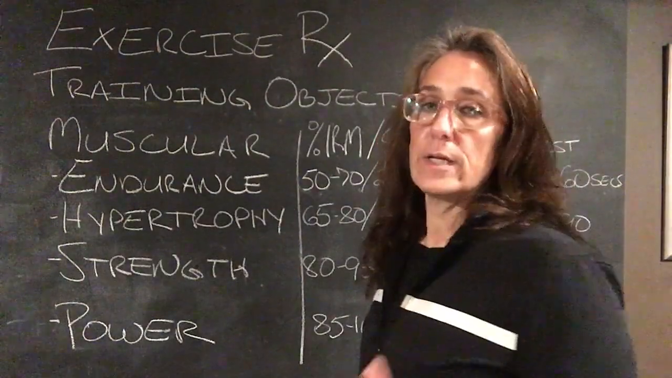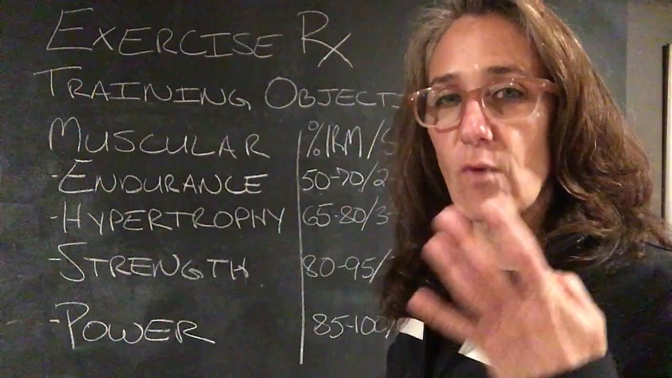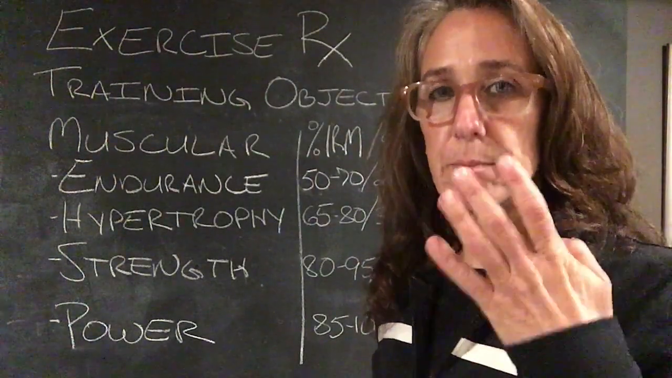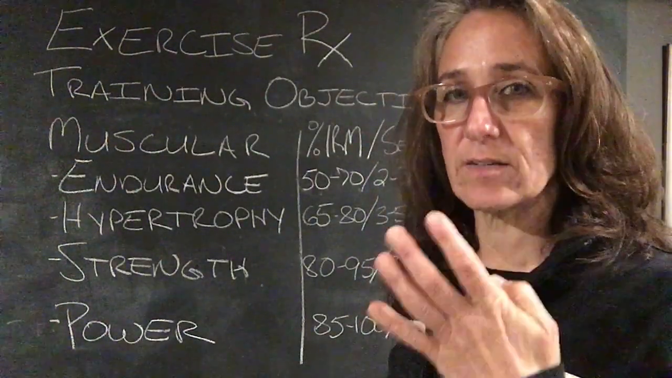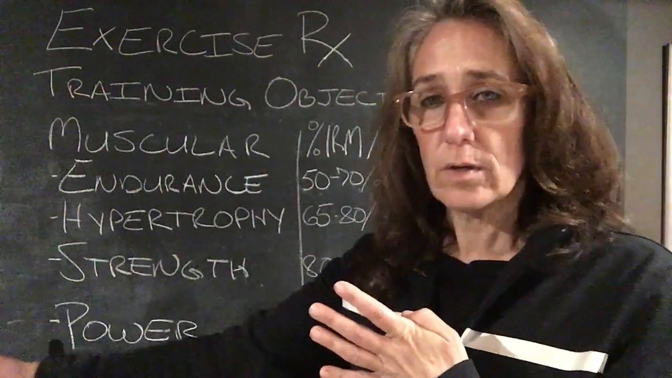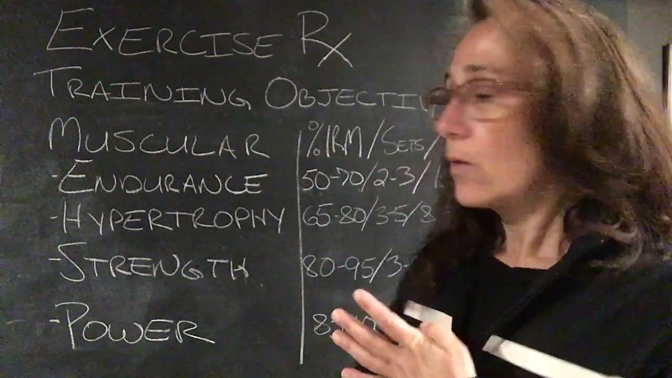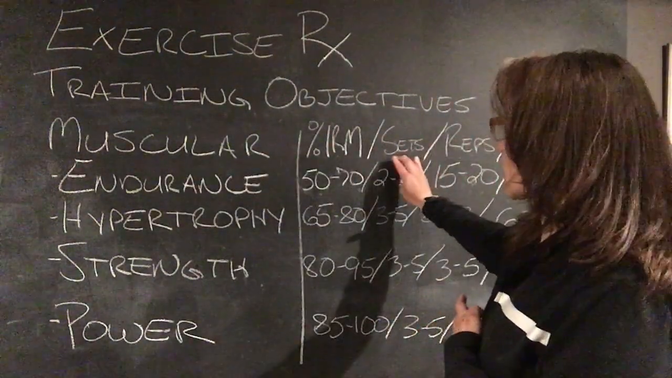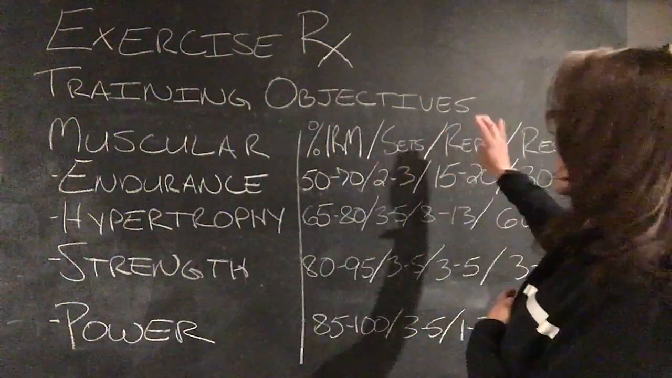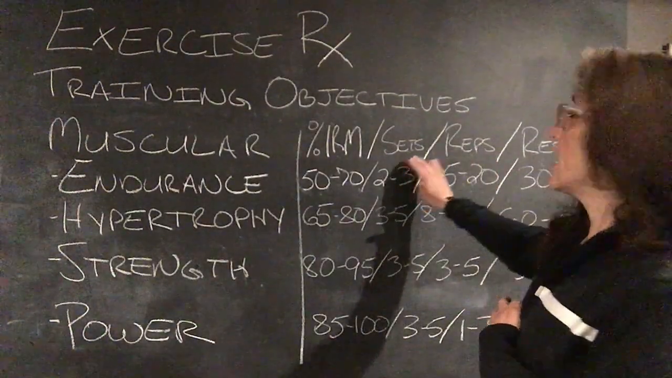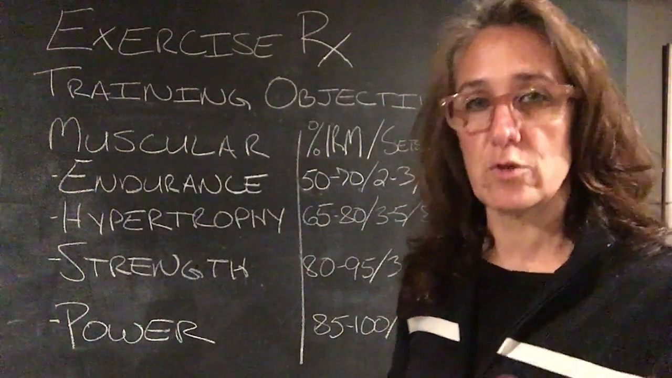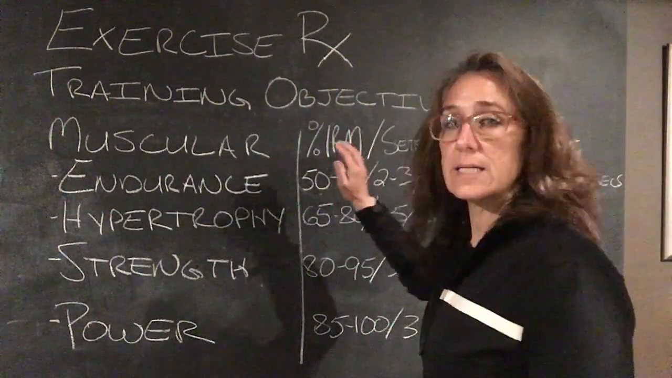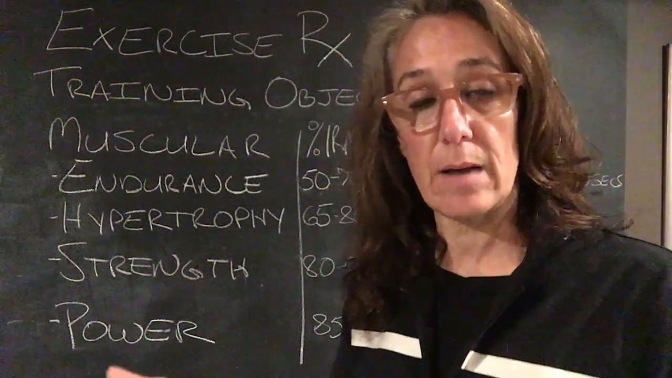Regardless of what your training objective is, we know that we need 4 pieces of information in order to develop a training plan that is going to most effectively help you meet that training objective. We need to know the percent of 1 rep max. We need to know the number of sets per exercise, the number of repetitions per set, and the amount of time we should rest between sets. So starting with the first piece, the percent of 1 rep max, this is what's going to tell you how much weight you should lift.